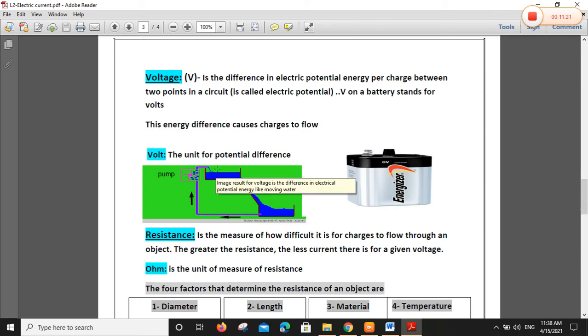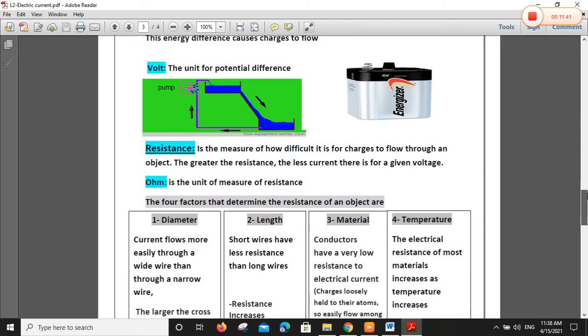Also, the difference in electrical potential energy allows electric current to flow. But what happens during the flowing of electric current? We have resistance, which resists this motion or movement of charges. Resistance is the measure of how difficult it is for charges to flow through an object.